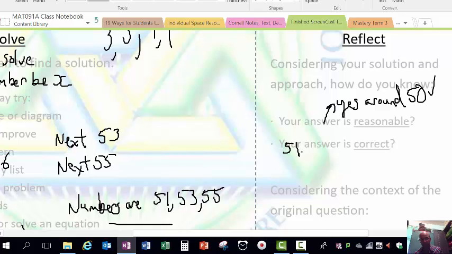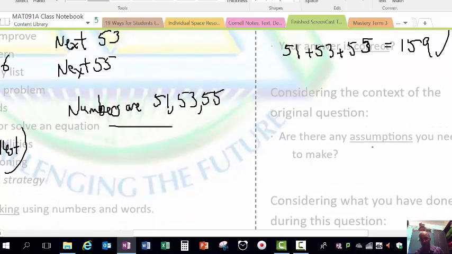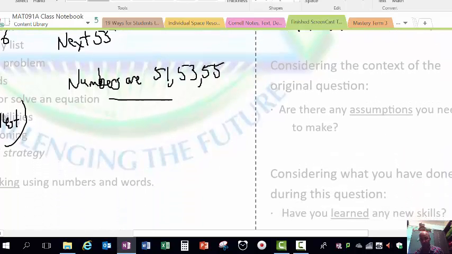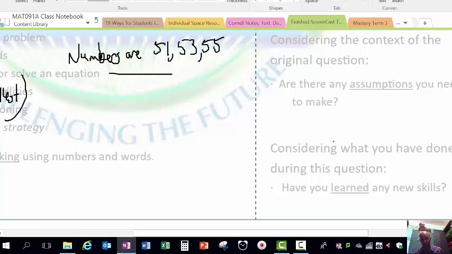Okay, we check it. 51 plus 53 plus 55. What does that equal? 50 times 3 is 150, plus 3 plus 3. Sorry, I've written a 53 and I should have written a 55 there. 55. Try again. 51, 53, 55. That's 150 plus 9 is 159. Yes, it works. So it is reasonable, and no assumptions were needed to be made in this one. Sometimes questions need assumptions, but this one is fairly straightforward. Haven't learned any new skills, but I've got to practice my algebra and I've got to check it, and I know my answer's right. Good times.